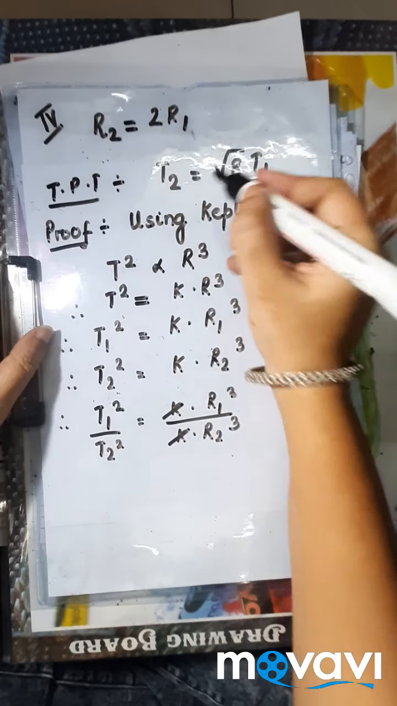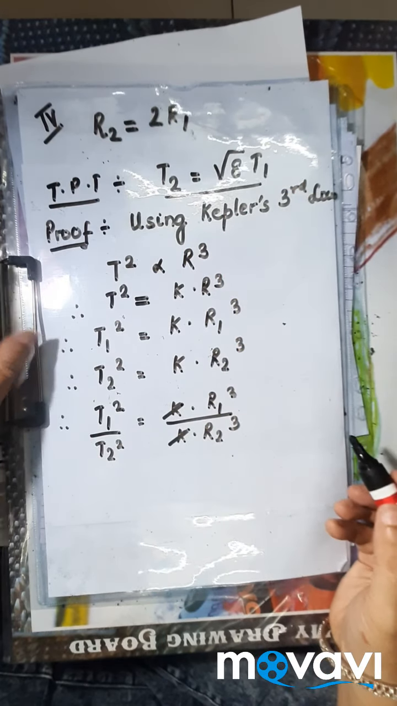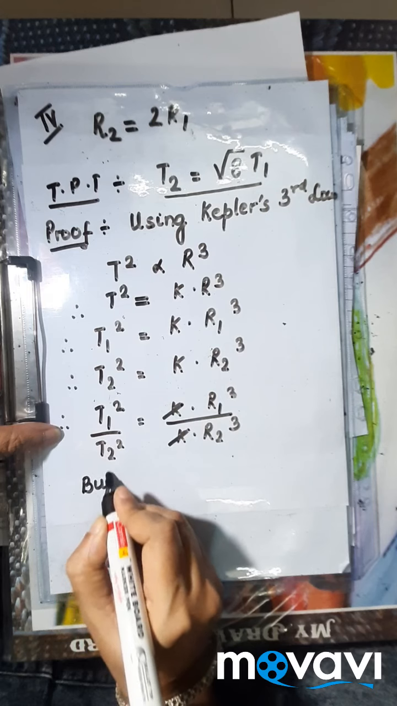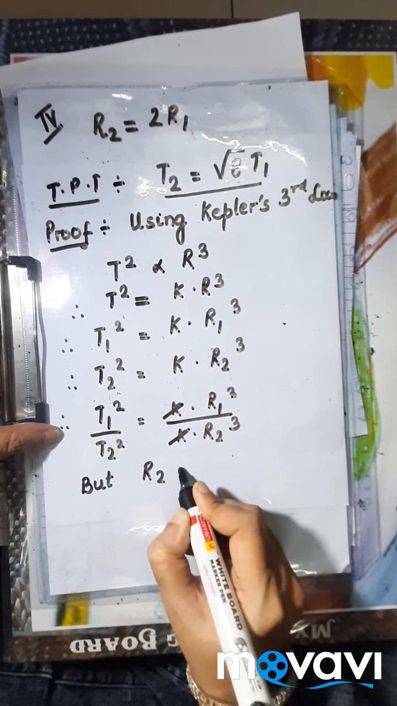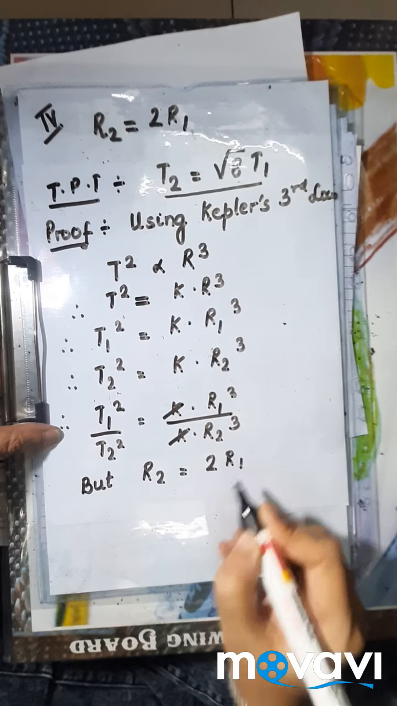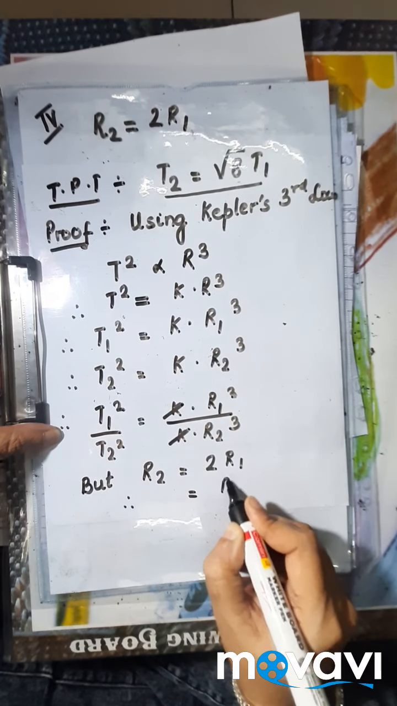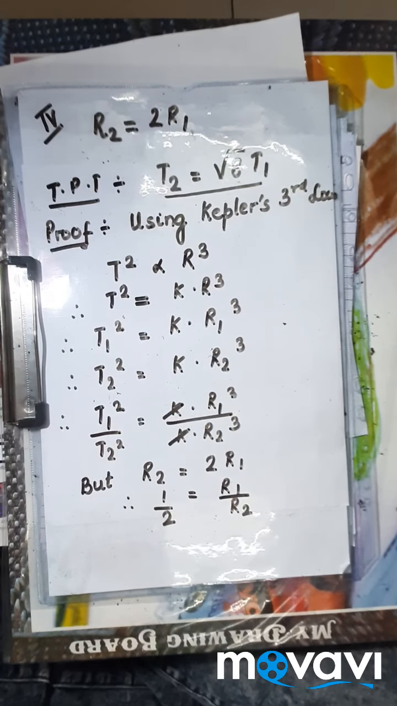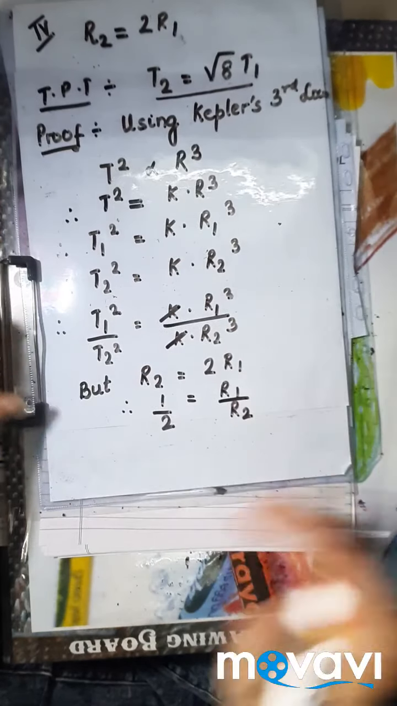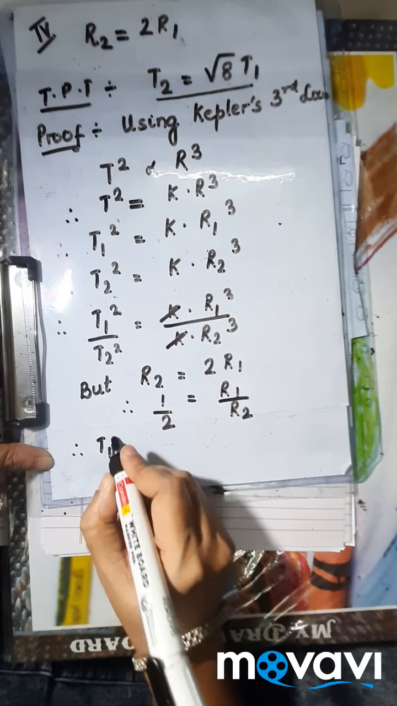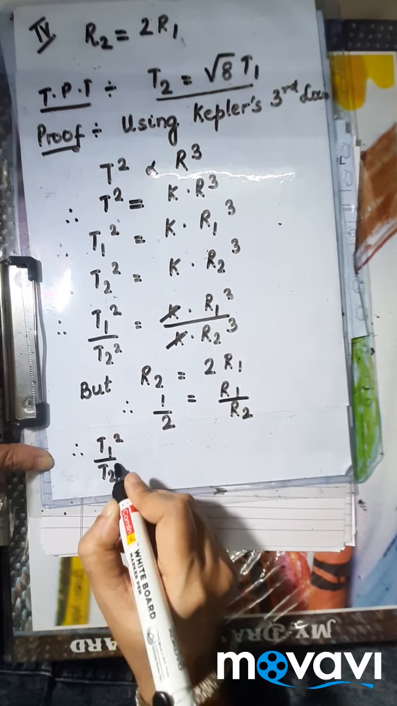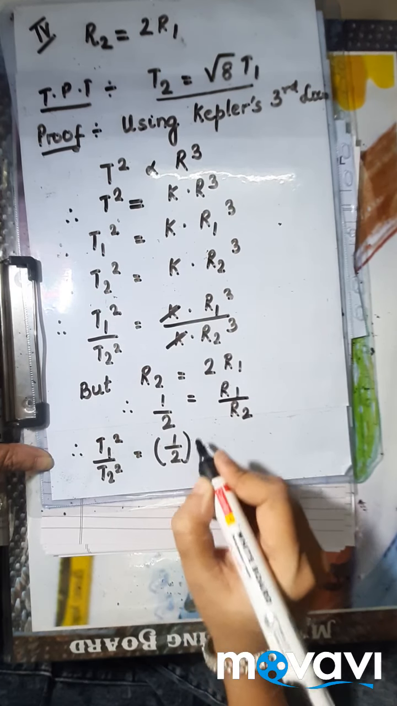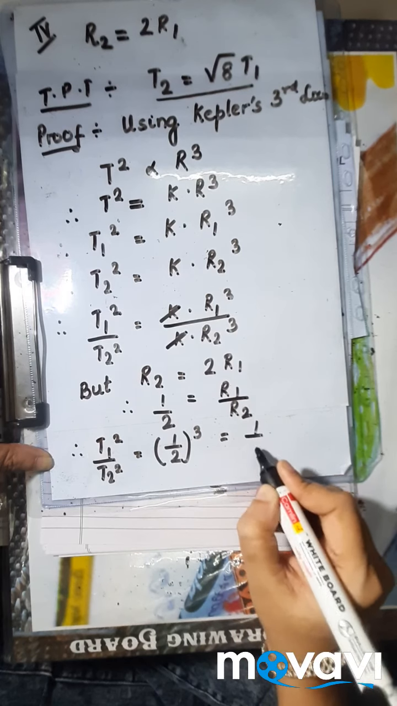I want to find the relation for t2 in terms of t. Now this is r1 upon r2, so you say but r2 is equal to twice r1. Therefore r1 upon r2 is equal to 1 upon 2. Therefore t1 square upon t2 square is equal to 1 upon 2 the whole cubed, which is equal to 1 upon 8.